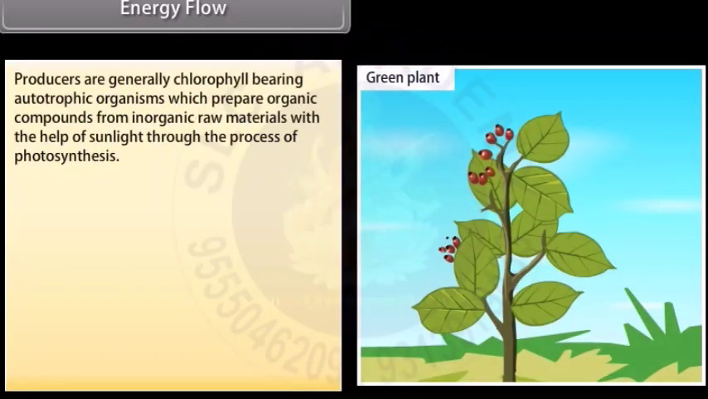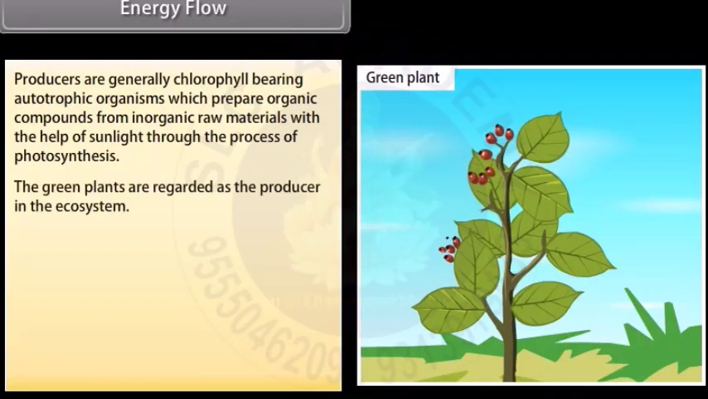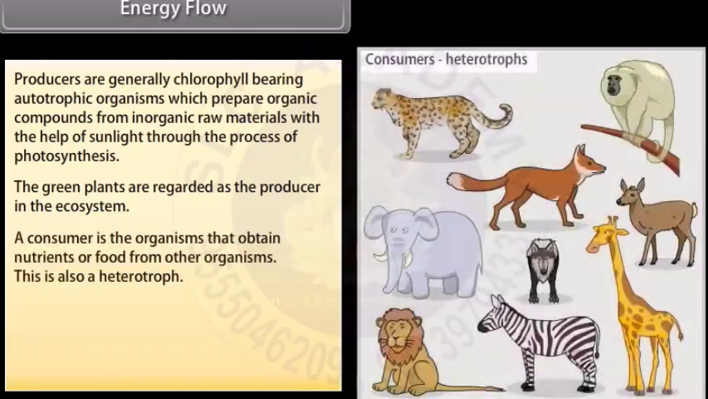Energy flow. Producers are generally chlorophyll-bearing autotrophic organisms which prepare organic compounds from inorganic raw materials with the help of sunlight through the process of photosynthesis. The green plants are regarded as the producers in the ecosystem. A consumer is an organism that obtains nutrients or food from other organisms. This is also a heterotroph.